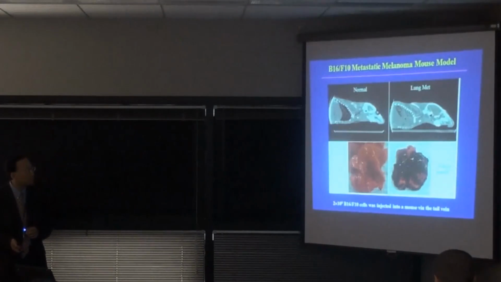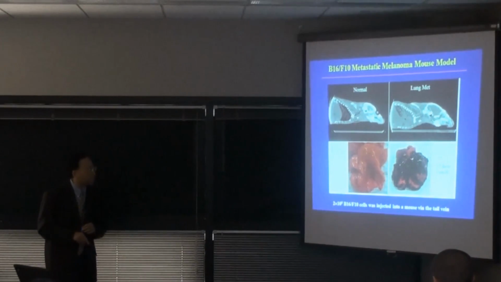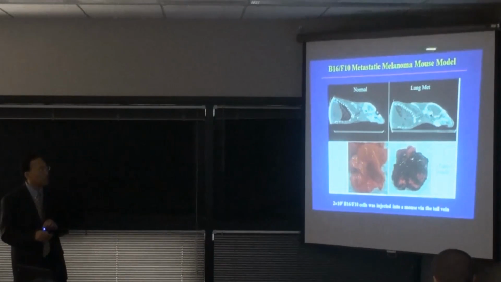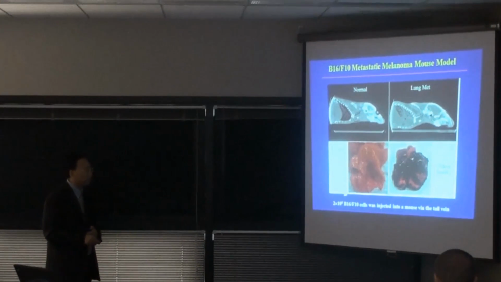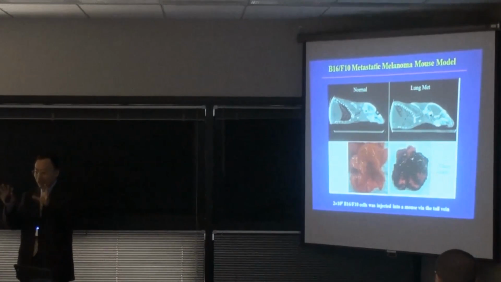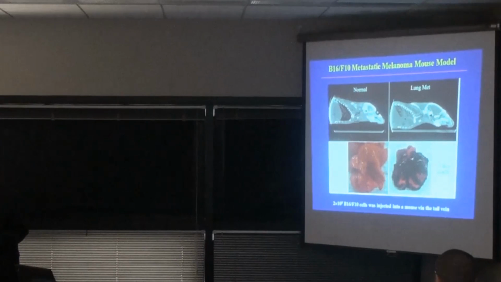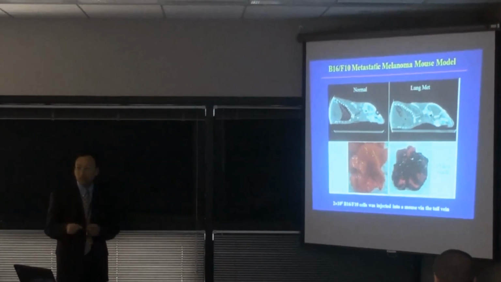Okay, I mentioned we established two models. So another model is the B16F10 metastatic melanoma model. It tries to mimic the metastasis development in humans. What we did is we inject these melanoma cells into a mouse through the tail vein. This tries to mimic the cancer cells detaching from the primary site, getting into the bloodstream, and through the blood circulation, trying to establish metastasis in some other organs. So essentially, because we inject into the tail vein, the blood will pump back to the heart, then pump out.